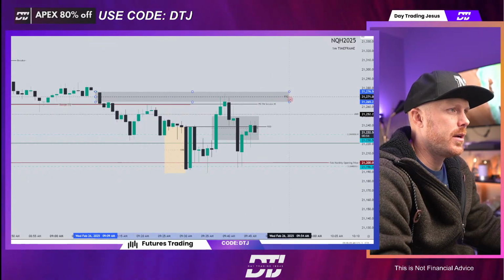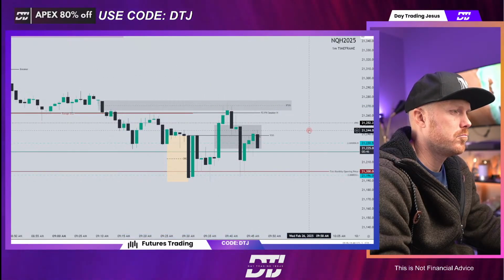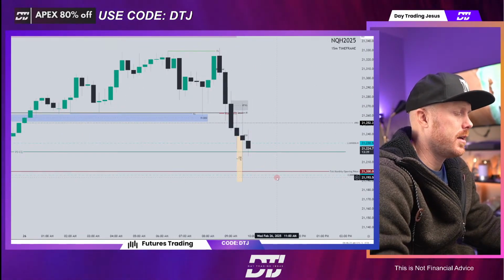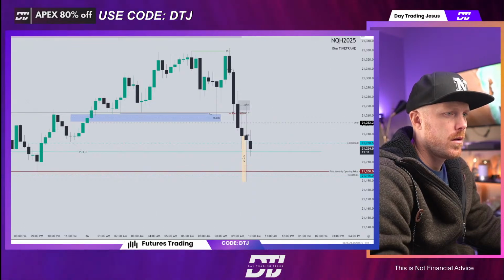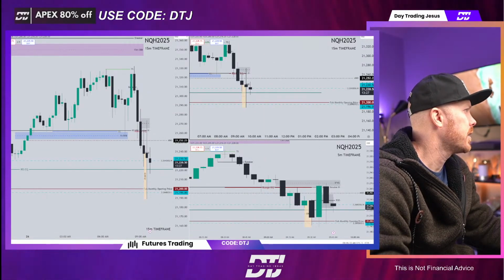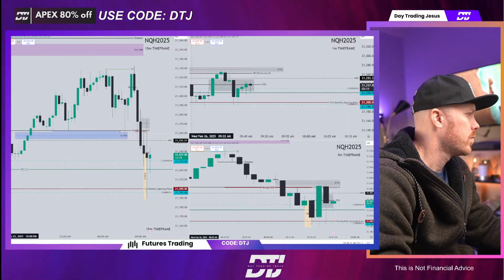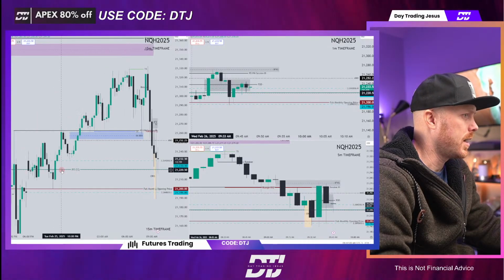Okay, I'm watching this fair value gap right here. I want to treat this as an inversion fair value gap. From a 15-minute perspective, still bearish. We swept liquidity down here. Let's look at ES here. ES did not sweep its low.